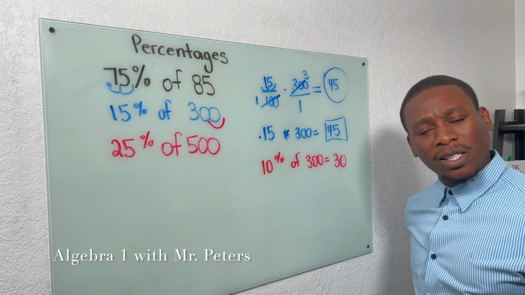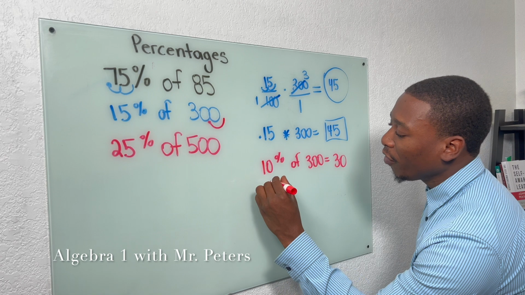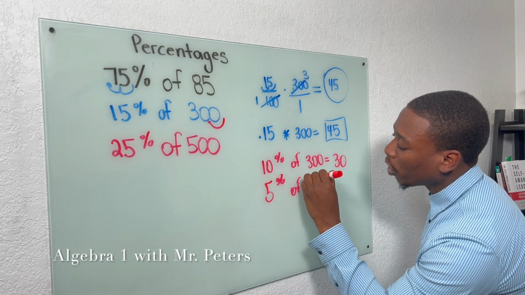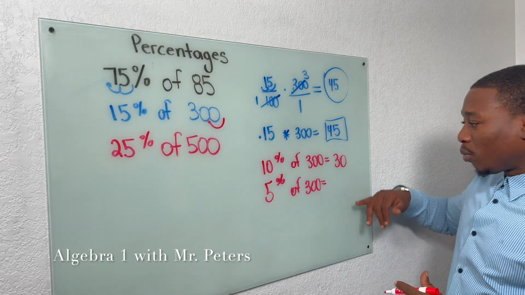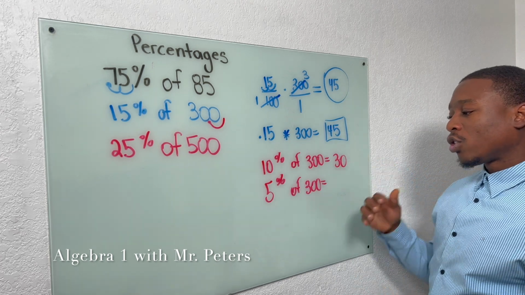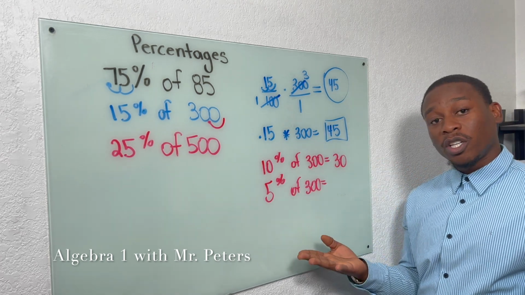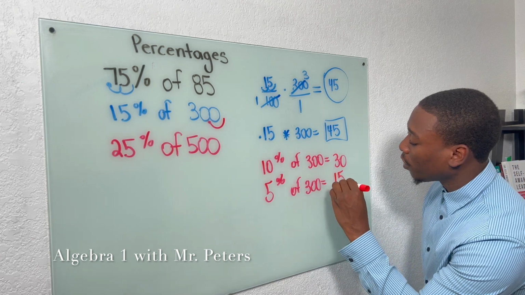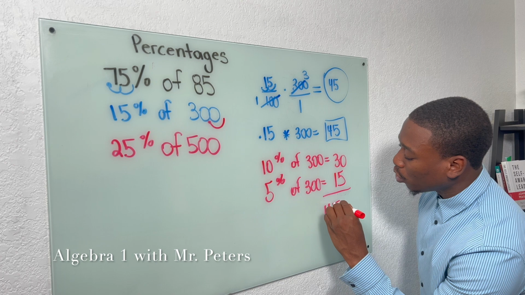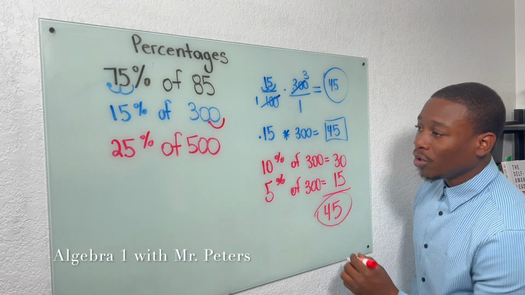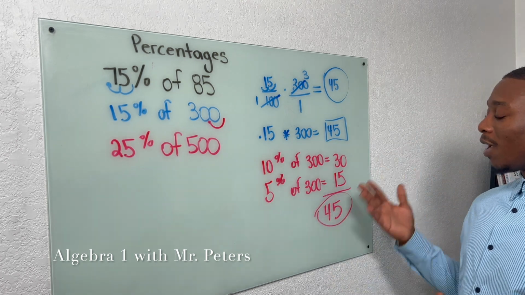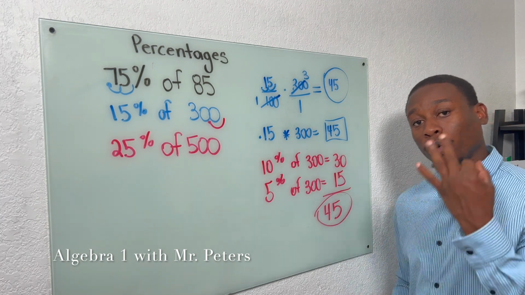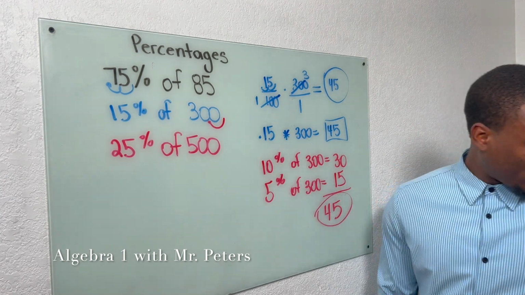Then if I go back and say, okay, what about 5%? And when we think about 5% of 300, guys, we know 10% of 300 is 30. So 5% of 300 is going to have to be half of that, which is 15. And when we add these two together, we're still going to get the same answer of 45. So now let's practice this method with our third and final example.